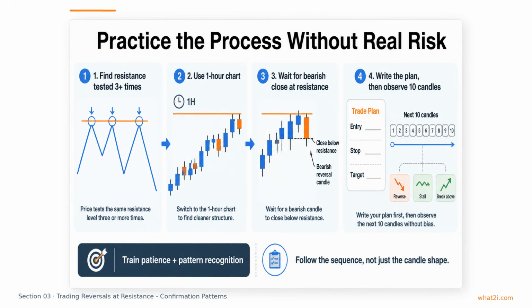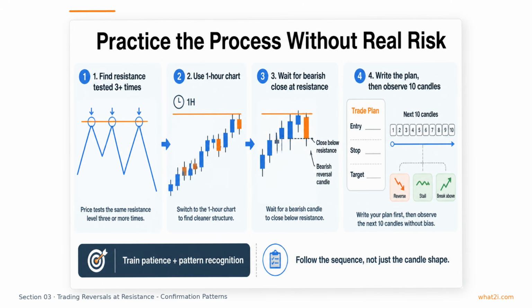A good way to build this skill is through chart review rather than live risk. Find a market where resistance has been tested at least 3 times on a 1-hour chart. Mark the level clearly, then wait for a bearish pattern to close at that area. Write down the hypothetical entry, stop, and target before looking ahead. Then study the next 10 candles to see whether the trade reversed, stalled, or broke through resistance instead. This kind of practice teaches patience and process, not just candle recognition.